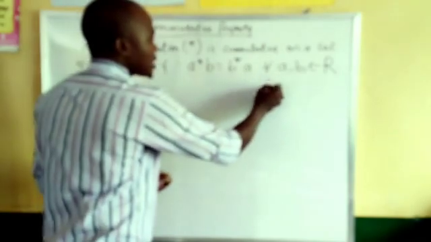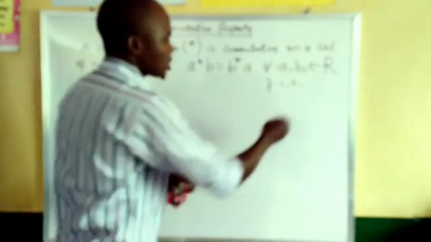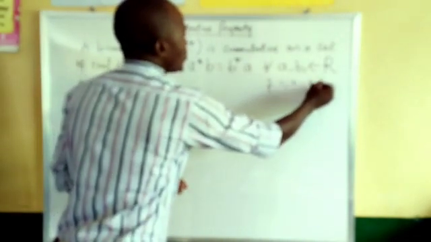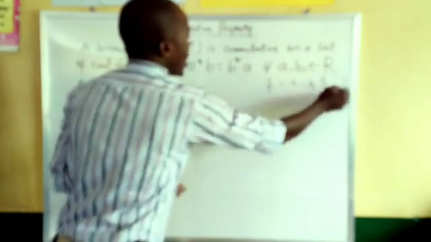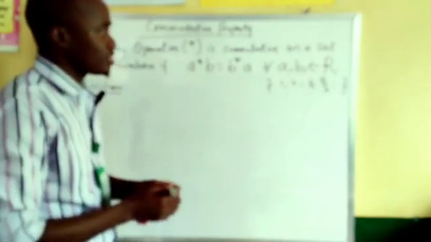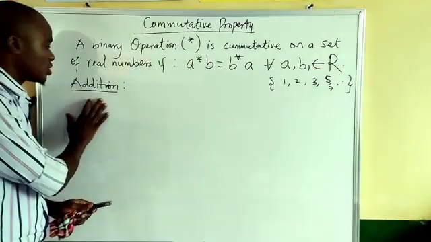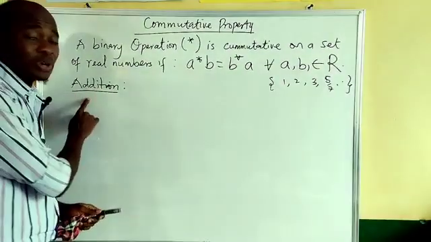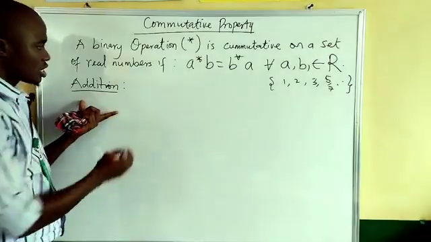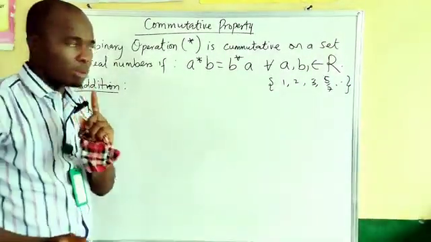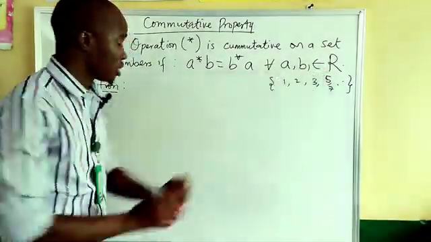When it's a set of real numbers, that's where we have anything like 1, 2, 3, 1 over 5, 5 over 7, and so on. Are you getting it? The real numbers comprise rational numbers and irrational numbers. Now we have addition, and we want to know whether this operation addition is commutative, so we are going to pick numbers from the set of real numbers.